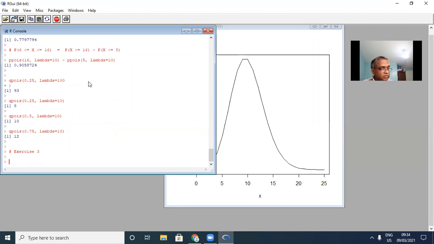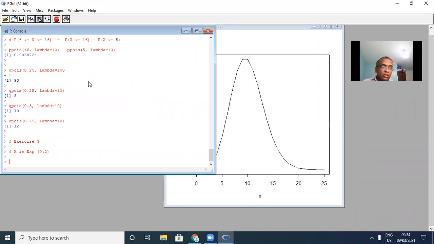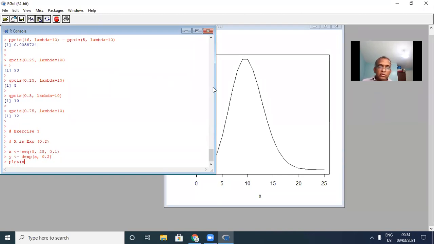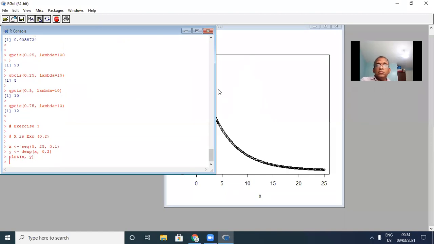Exercise number 3 is about the exponential distribution, right? So here we are assuming that x is exponentially distributed with parameter 0.2. The first thing we want is to plot the density of the exponential. So let's define x to be a sequence from 0 to 25 in steps of 0.1, and define y to be the density of the exponential at x with parameter 0.2, and then you say plot x comma y, and this is what you will get.